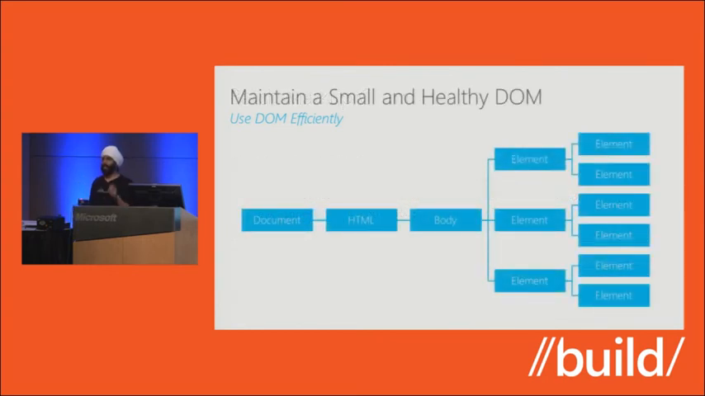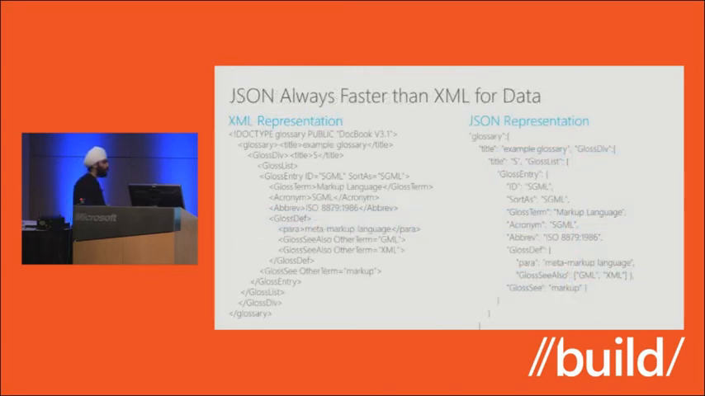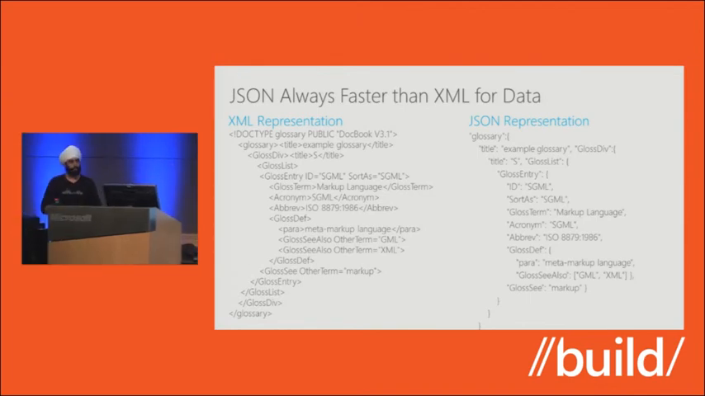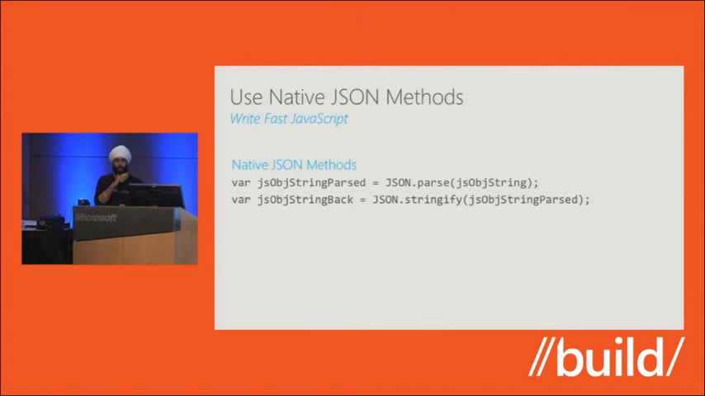Okay, maintain a small and healthy DOM. My recommendation is to keep no more than 1,000 elements in your DOM. It will help improve your performance. JSON is always faster than XML. XML is a great data format, but from a purely performance point of view, JSON is always more efficient. Use the native browser JSON methods.